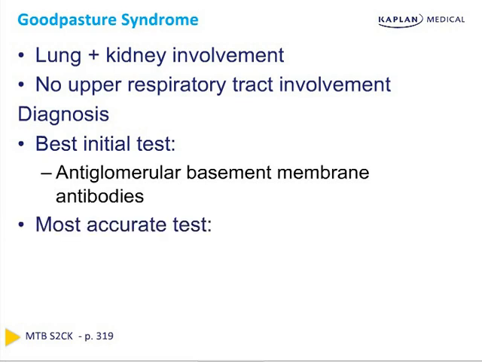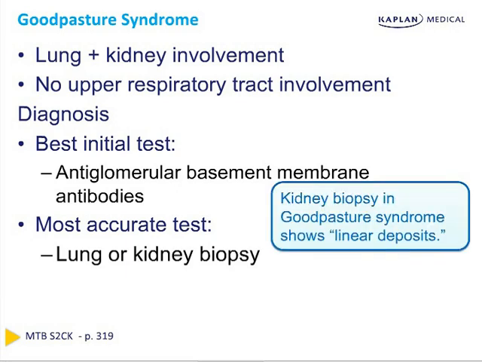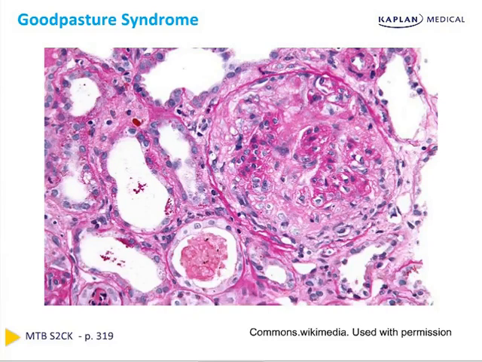The most accurate test, however, is to actually get a piece of tissue and perform immunofluorescence on that tissue. The biopsy can either be in the lung or the kidney. You'll see the same linear deposits in either lung or kidney tissue if you perform immunofluorescence. And those linear deposits happen because of a type 2 hypersensitivity reaction. Here's a slide from a renal biopsy performed on a patient with Goodpasture syndrome. On regular light microscopy, what you'll notice is the formation of crescents in greater than 50% of the glomeruli.